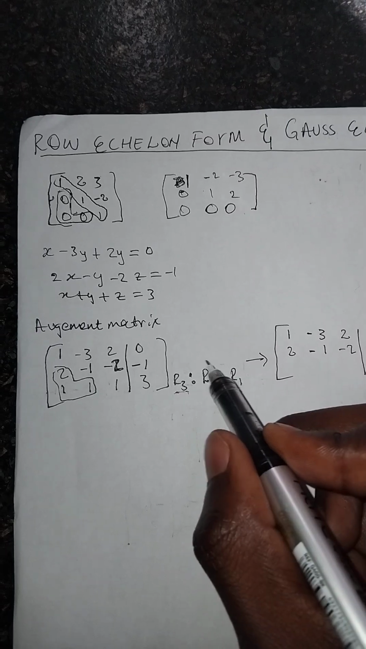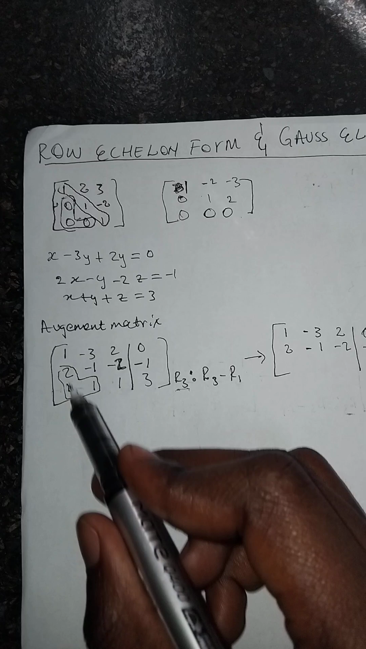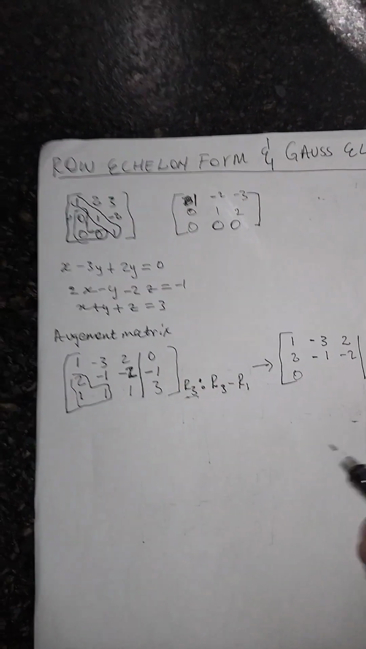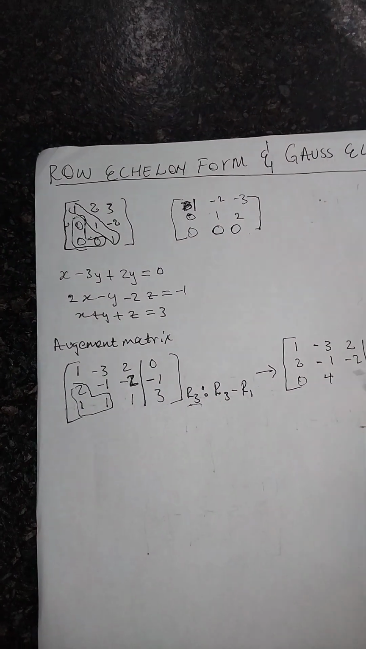We see that how we're going to change row 3 is that we're going to say row 3 minus row 1. So 1 minus 1, that is going to give us a 0 that we want there. That is nice. Then 1 minus -3, that is going to give us a 4.